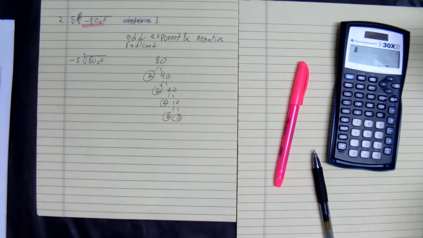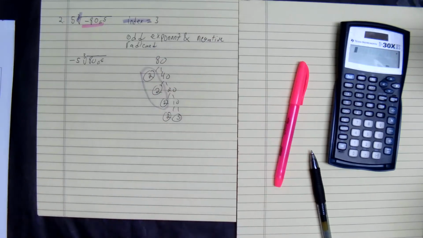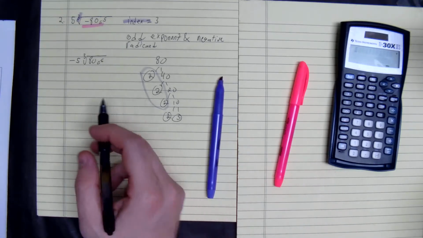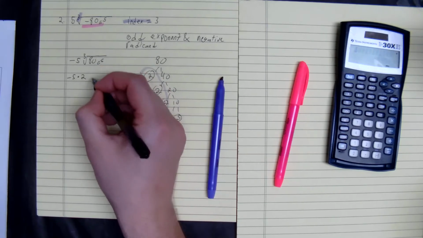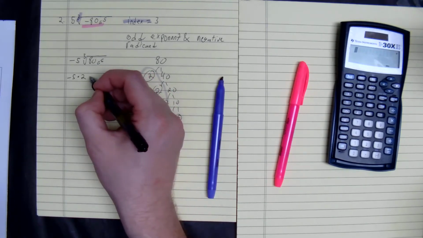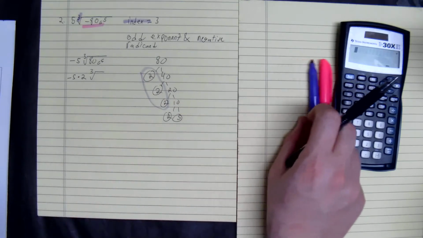So our index needs 3 of the same numbers. So I circle these because those are 3 of the same numbers, but 2 and 5 aren't the same. So our first number we bring out is a 2, so we get negative 5 times 2 cube root. And let's find out a to the 5th.